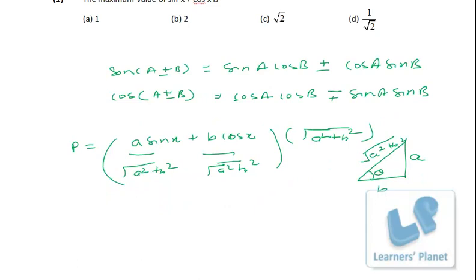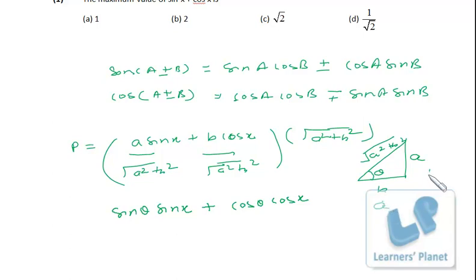Now, a upon root of a square plus b square is nothing but sine theta, right? Perpendicular by hypotenuse, that is sine theta. So a upon root of a square plus b square can be written as sine theta, so it is sine theta sin x. And b upon root of a square plus b square can be written as cos theta, so this is cos theta cos x. If you write a over here and b over here, then also that really doesn't matter.